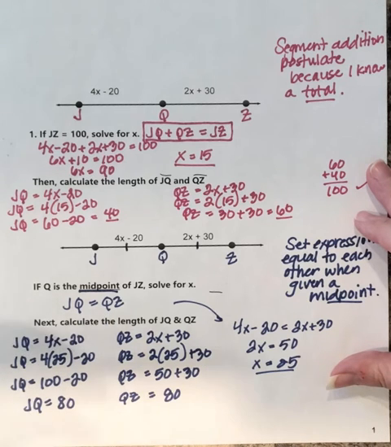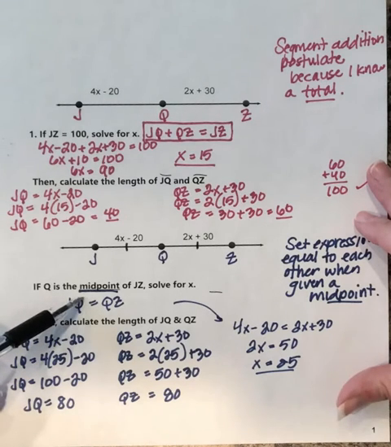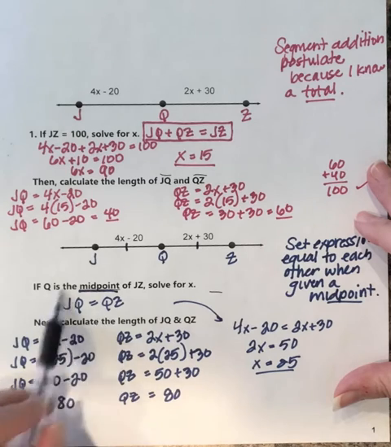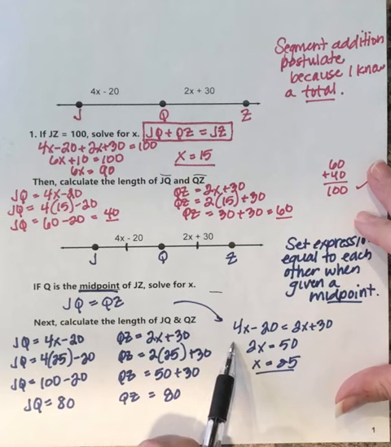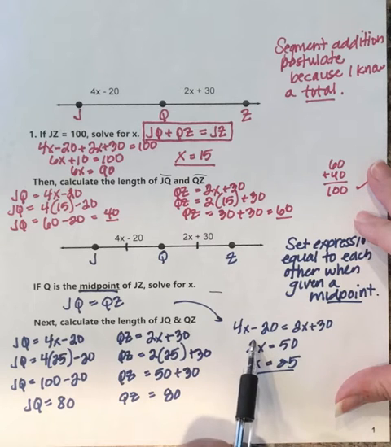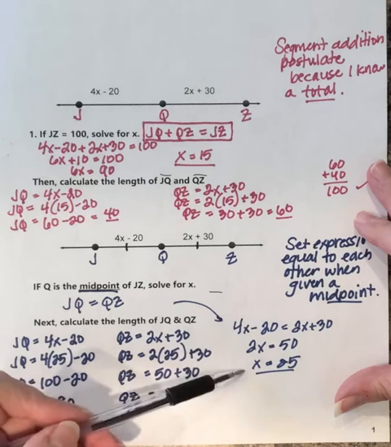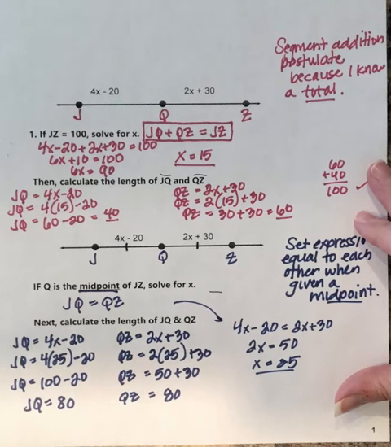So I'm still going to solve with algebra, but the equation that I set up was a little bit different. I didn't have a total, so I couldn't use the segment addition postulate because I would not have known what the total was. I was given the midpoint. Again, here's my geometric relationship, and here's my algebra that goes with it. I just substituted in 4x minus 20 equals 2x plus 30. Worked through it and got x equals 25.